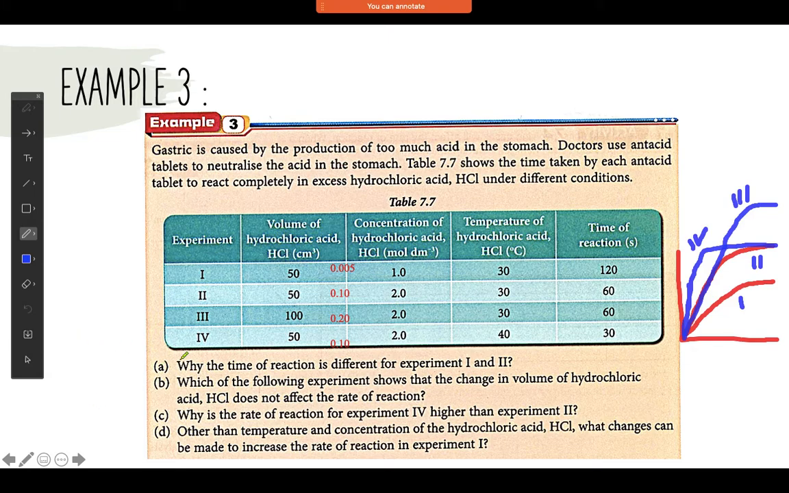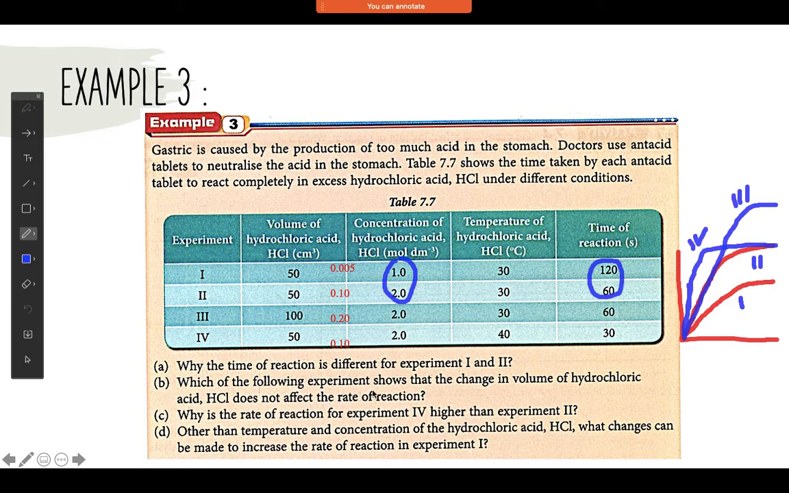Okay, so soalan, why is the time of reaction different for experiment 1 and 2? Jadi kita tengok apa factors that affecting the reaction 1 and 2. Yang bezanya adalah concentration. So concentration for experiment 2 is double, higher concentration. Okay, twice concentration than the experiment 1. So that's why lah time taken pun dia akan jadi berkurang separuh, lagi cepat. Double cepat dia.